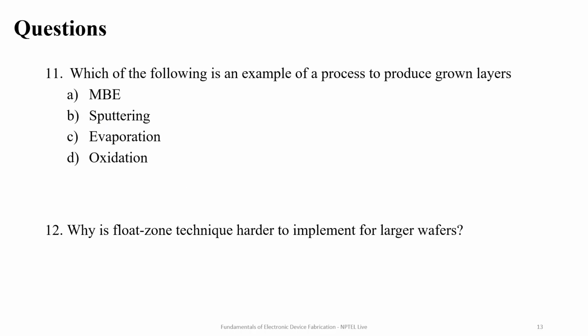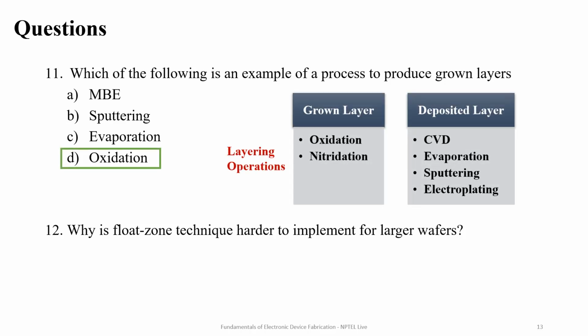So the next question is, which of the following is an example of a process to produce grown layers? We know that on our substrate, we need to grow multiple layers of oxides, which are then etched during the patterning process so as to create our circuits. So which of the following is a process to produce such grown layers? MBE, sputtering. Okay. One more try. Anybody else with any other opinion? Oxidation. Yeah, the answer is oxidation.